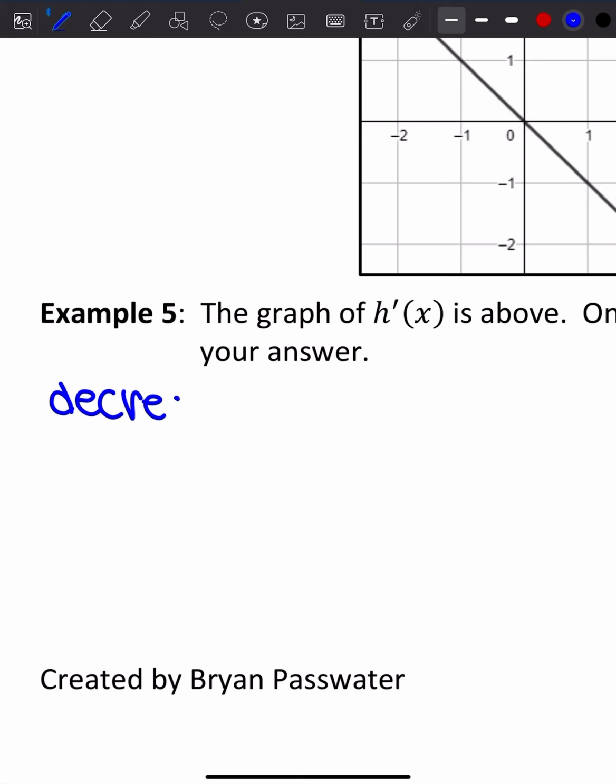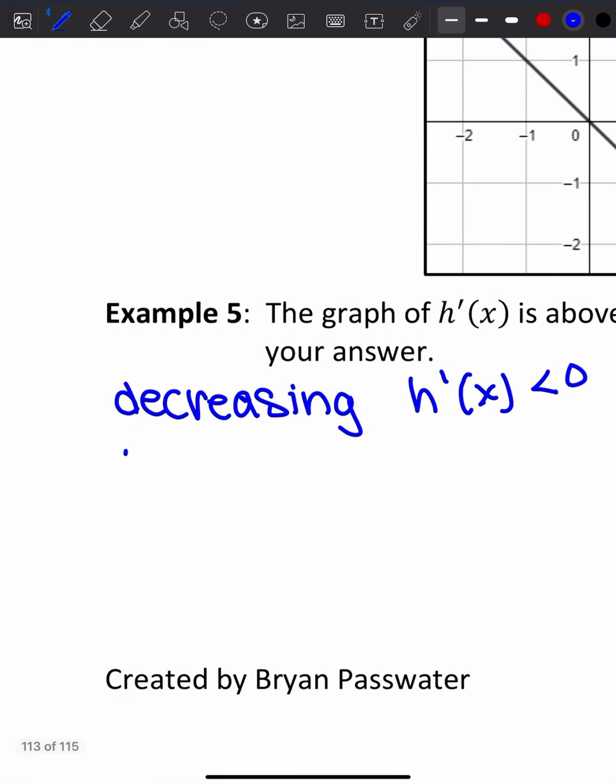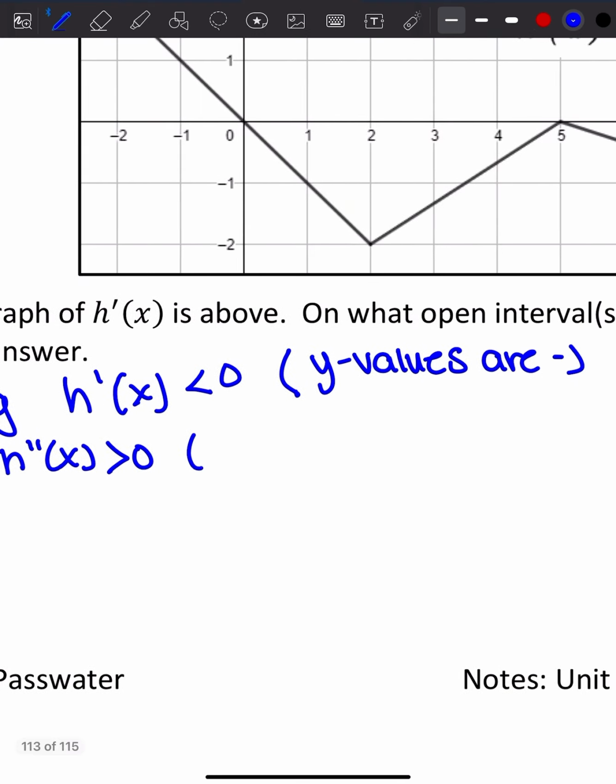So we need decreasing, which is when h prime of x is less than 0. In our case, with our graph, this is going to mean y values that are negative. Concave up means that h double prime of x is greater than 0, and in our case meaning the slopes are positive.